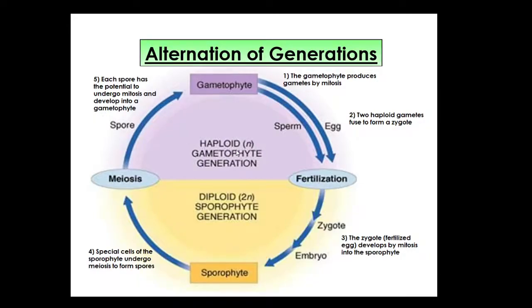Spores are haploid. Each spore will have the potential to undergo mitosis and develop into a gametophyte. Usually these spores are released from the original plant, go somewhere else and grow into a gametophyte. When it's a gametophyte, it will continue on with the stage. Sometimes you can start with the gametophyte, sometimes we start with the sporophyte.